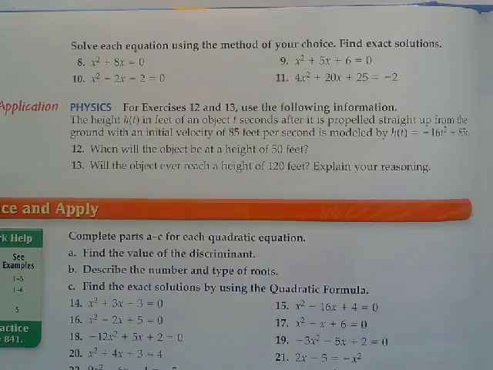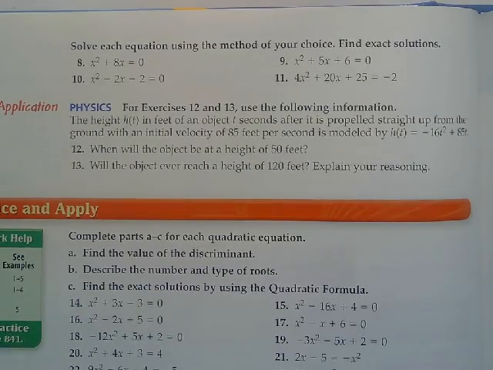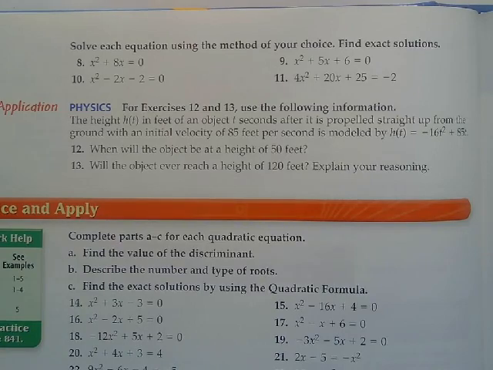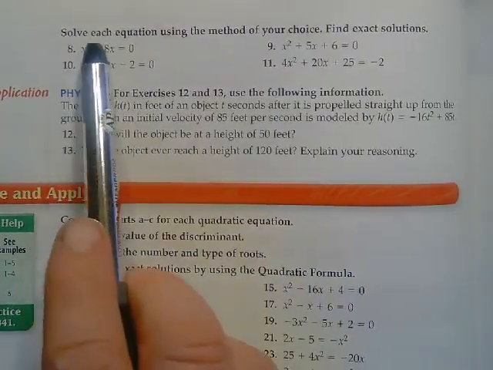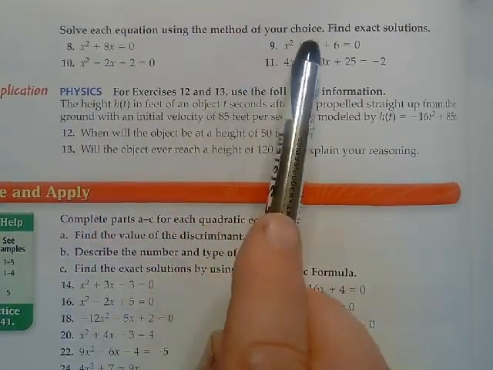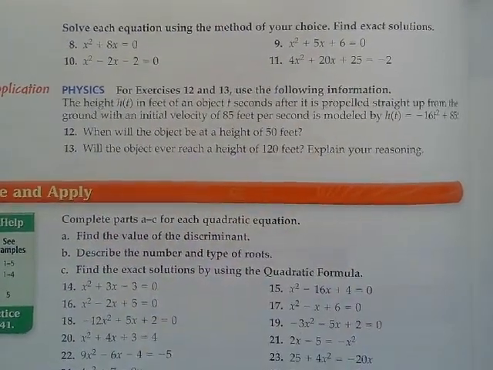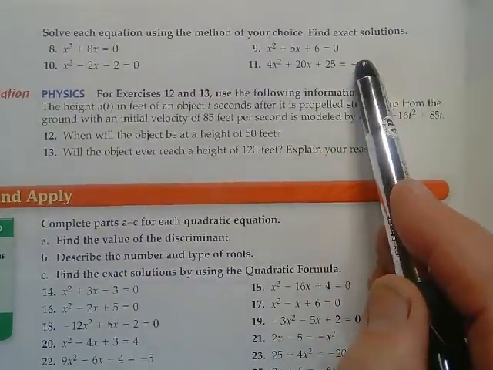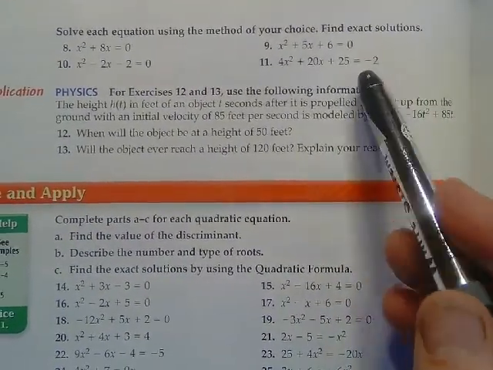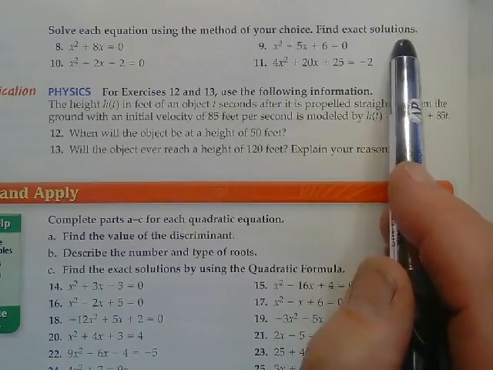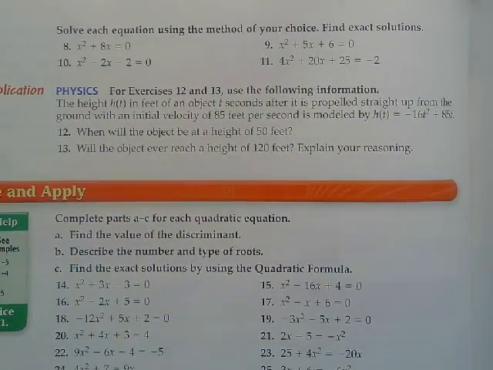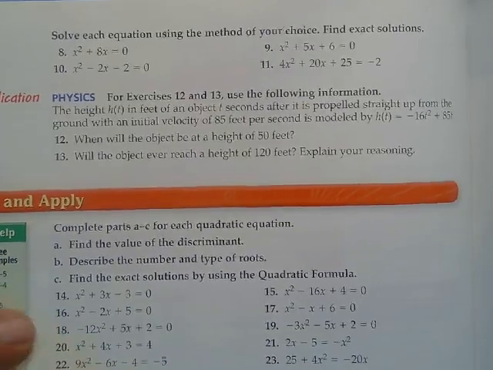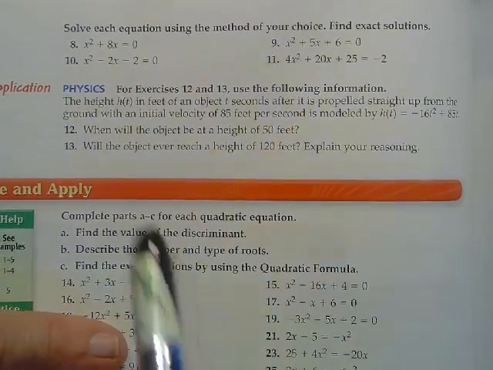Okay, I'm on page 318, and there's some problems at the top here. It says solve each equation using the method of your choice. And it says find exact solutions, and that means don't use your calculator. Leave your answer in simplest radical form. Now as we look at these 4 up here, let's see if we can determine how hard they are going to be to do with different methods.